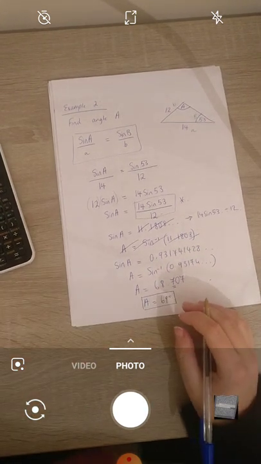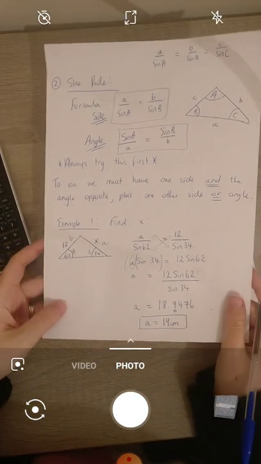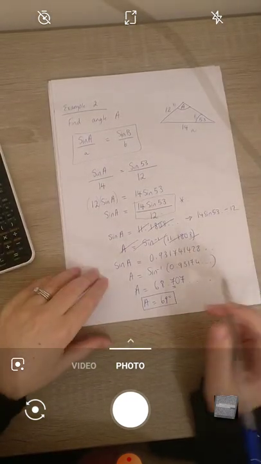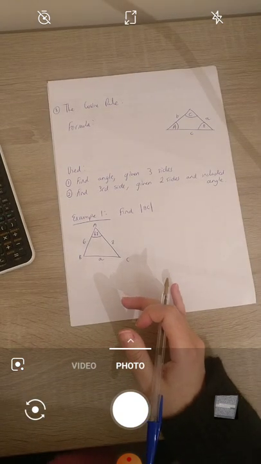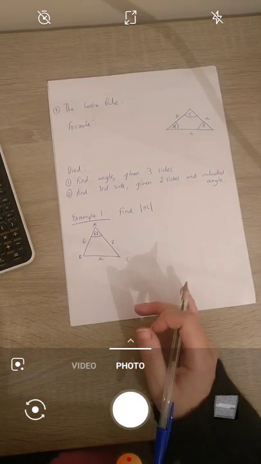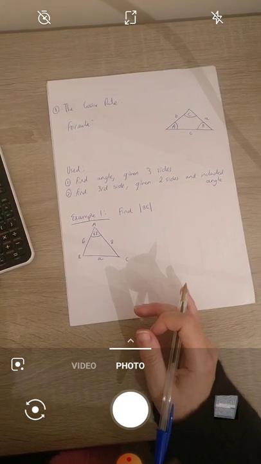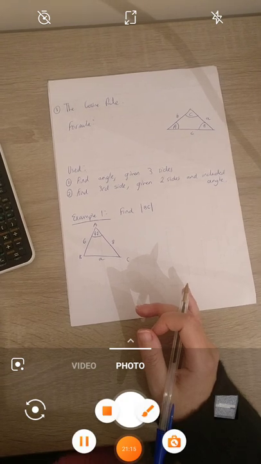Okay, so they're the two different ways you can be asked to use the sine rule. The first example was finding the missing side, and the second example was finding the missing angle. And the last thing we're going to look at in this video is the cosine rule, which is also used for finding, also used in non-right angle triangles.